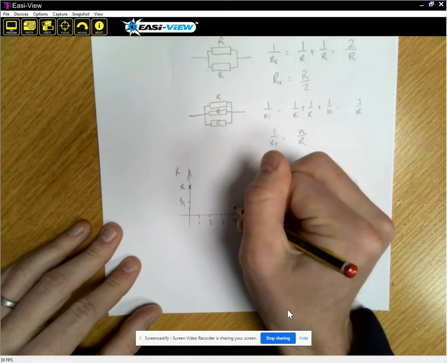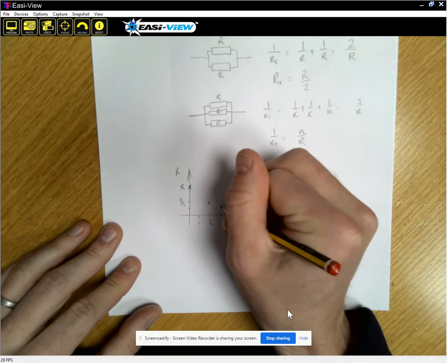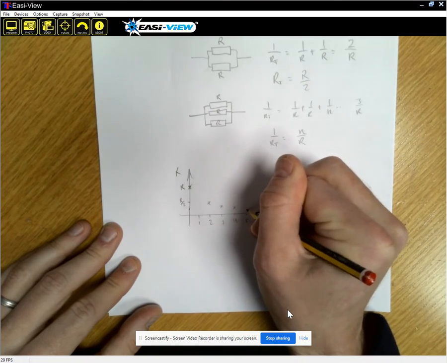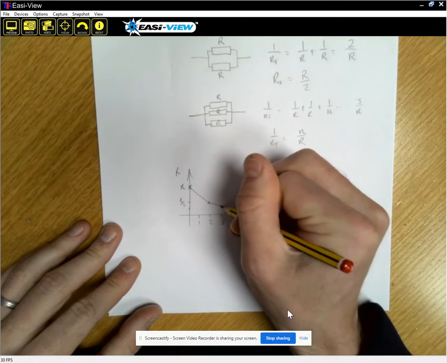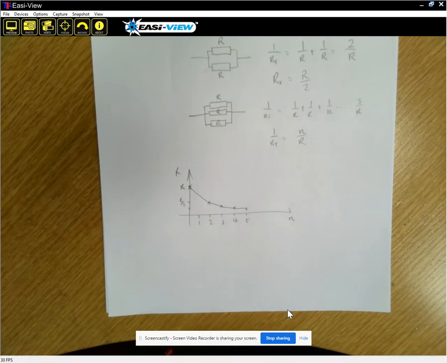So there, that's halfway, that's there, that's 1/3 of the way up, 1/5, and so on. So you get this, it's not continuous, it's discrete, but you'll get this effect. That's what the graph would look like.